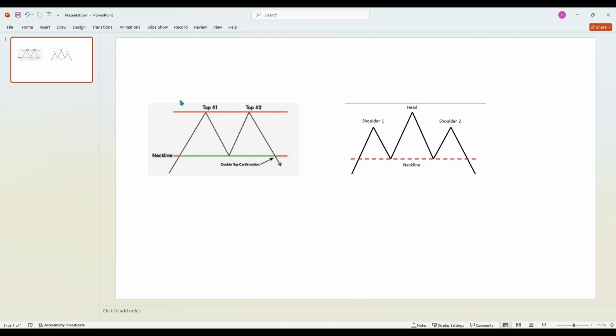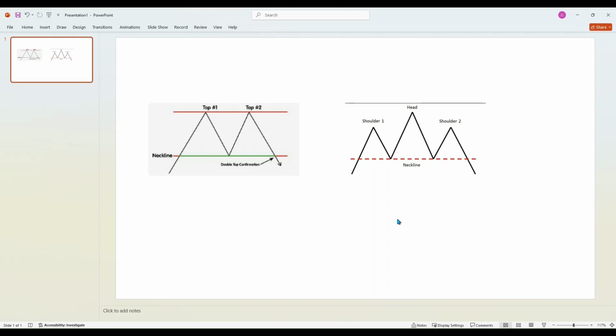The other pattern that I'm going to cover in this video is head and shoulders. It is very similar to the double top pattern, with a slight difference. Let me first show you a picture of the difference and then we'll go to the charts. On the left here is the double top, as I have just shown you in my previous example: top 1, top 2 and a neckline. In the head and shoulders, you will see three tops: top number 1, top number 2, and top number 3. So there are three tops.